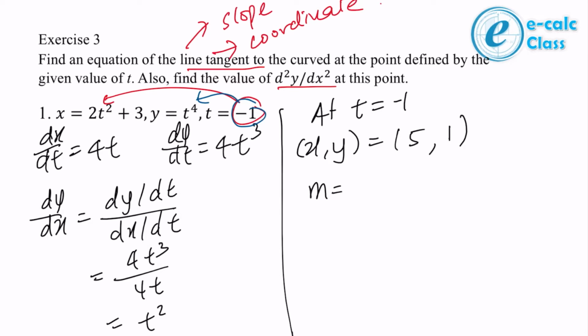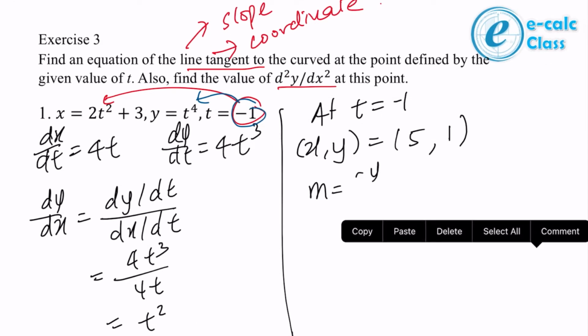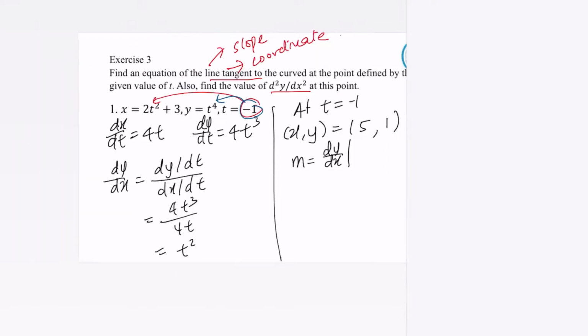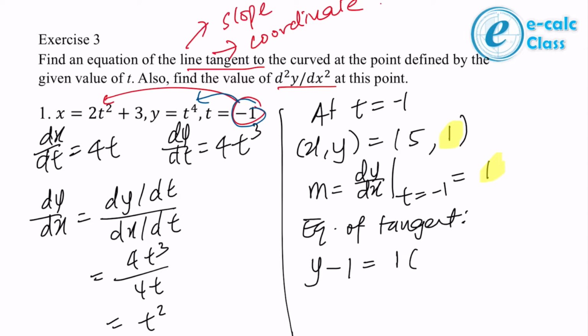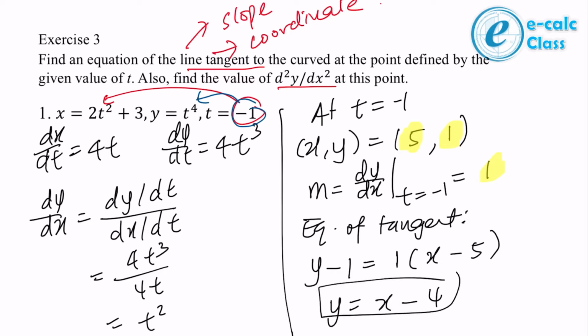Then what about the slope? It's dy/dx when t equals -1. Just put in, you will get a positive 1. Then my equation of tangent line: y minus y1 equals m times x minus x1. y equals x minus 5 plus 1, which is x minus 4. This is my equation of tangent.